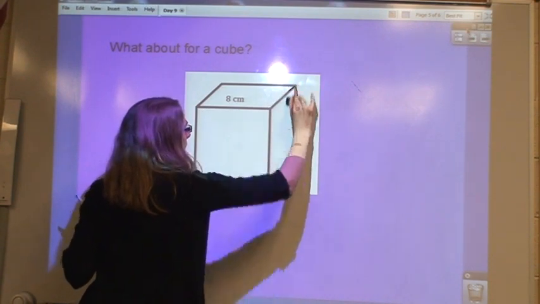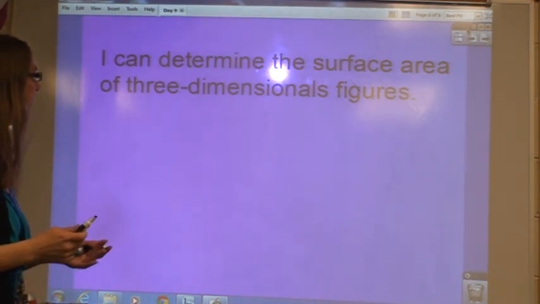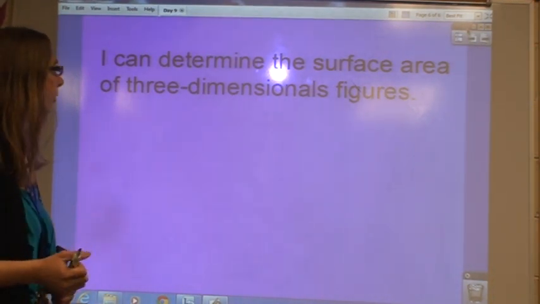And now hopefully you feel you can determine the surface area of three-dimensional figures.